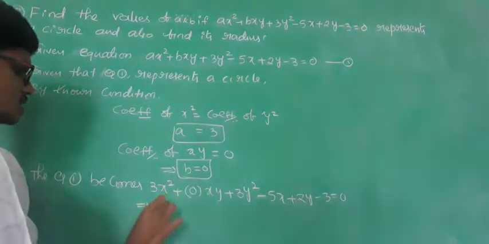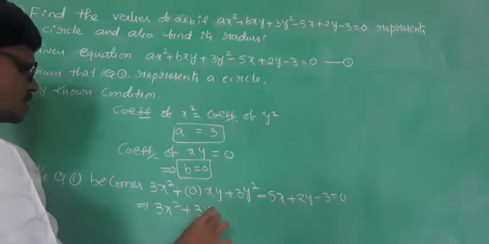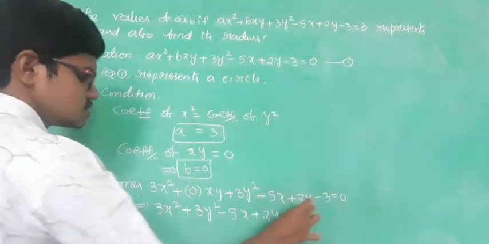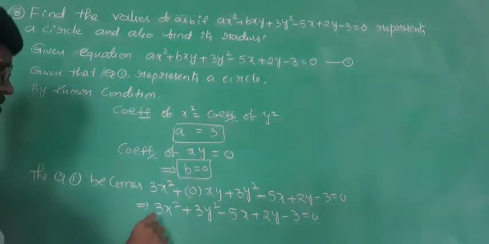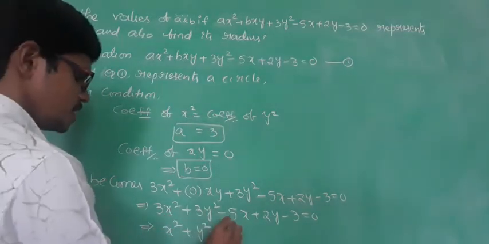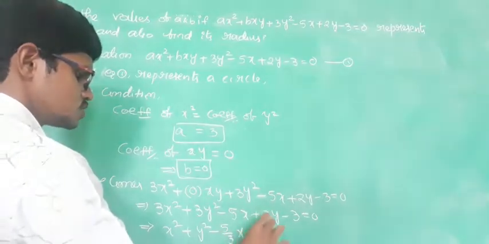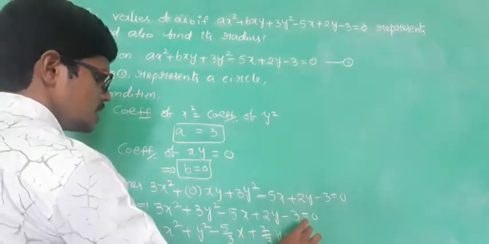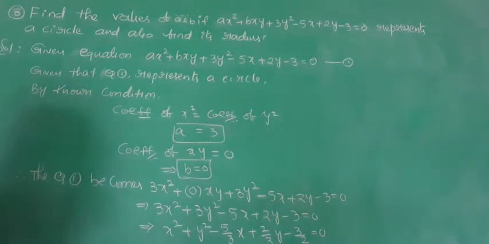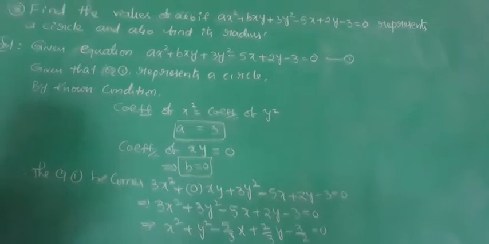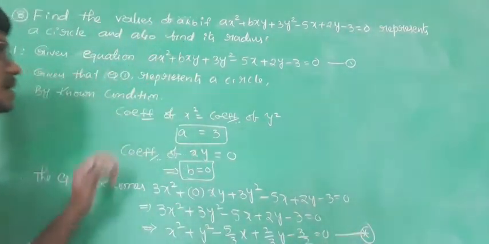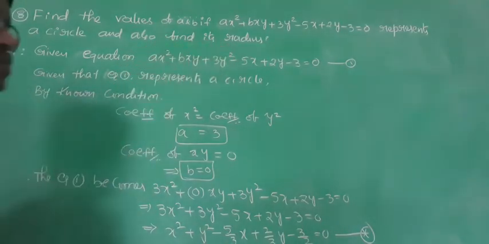So that is 3x² + 3y² − 5x + 2y − 3 = 0. Clear? Now divide the equation throughout by 3: x² + y² − (5/3)x + (2/3)y − 3/2 = 0. This is the equation of the circle, and we will find the radius also.